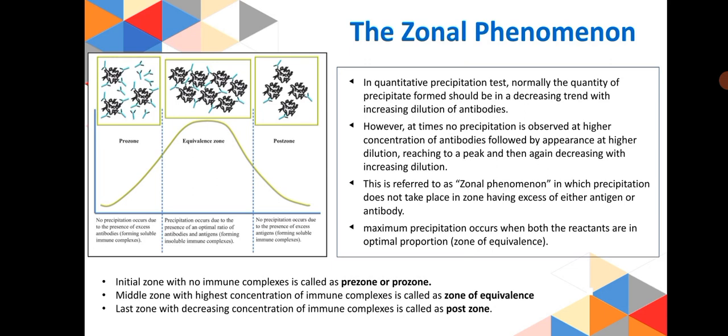This is referred to as the zonal phenomena, in which precipitation does not take place in zones having excess of either antigen or antibody. Maximum precipitation occurs when both the reactants are in optimal proportions, that is, at the zone of equivalence. The initial zone with no immune complexes is known as the pre-zone or prozone. The middle zone with the highest concentration of immune complexes is called the zone of equivalence, and the last zone with decreasing concentration of immune complexes is called the post-zone.